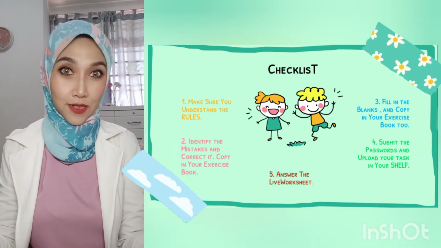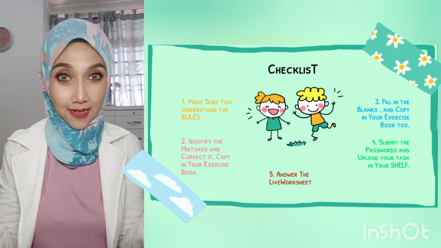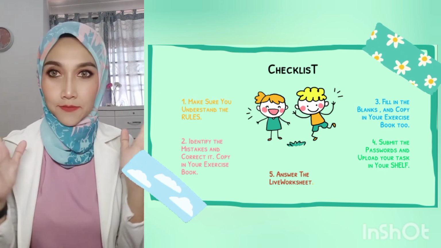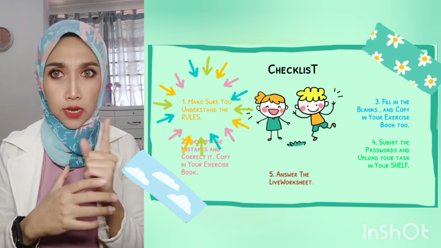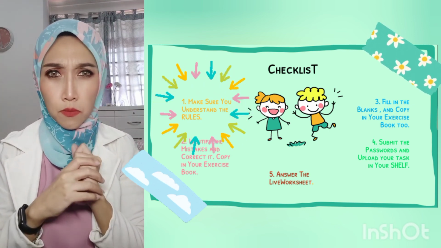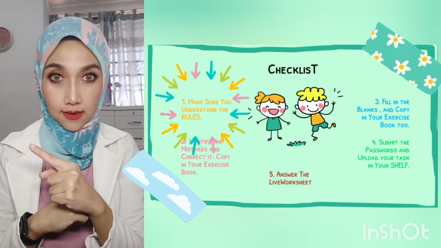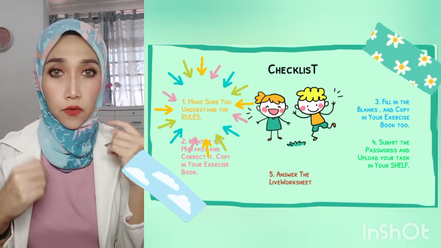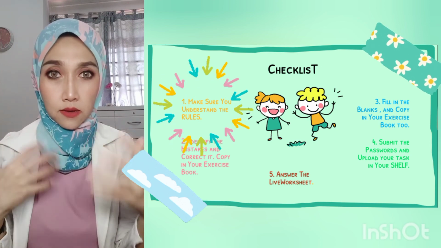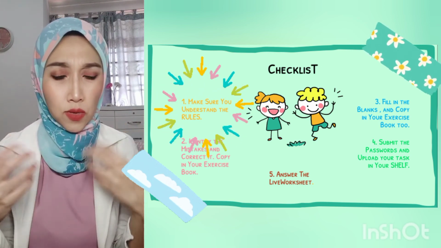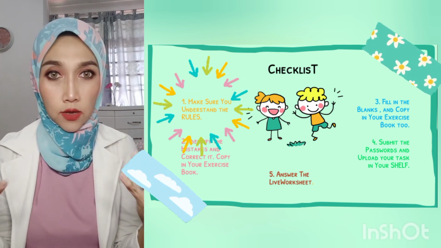Okay, kids, as usual, before we end the class, let's look at this checklist. First, make sure you understand the rules. First of all, the most important thing, you need to make sure that you really understand these grammar rules. If you can't understand, keep watching this repeatedly and try to understand, because I've already made it so simple for you. If you still don't understand, you can ask me.